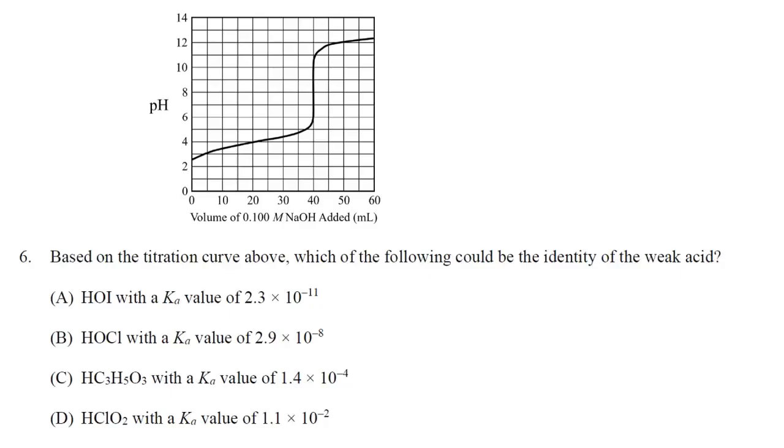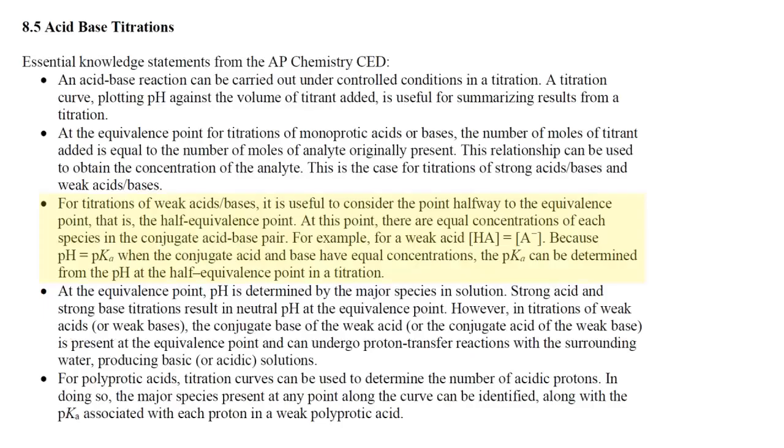Now I'm going to show you one of the essential knowledge statements from topic 8.5, acid-base titrations, and it says the following. For titrations of weak acids or bases, it is useful to consider the point halfway to the equivalence point, that is, the half equivalence point. At this point, there are equal concentrations of each species in the conjugate acid-base pair. For example, for a weak acid, which is represented with the generic formula HA, the concentration of HA is equal to the concentration of A minus.